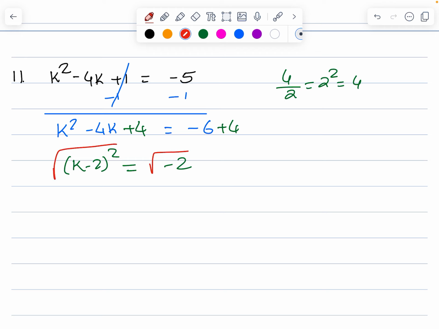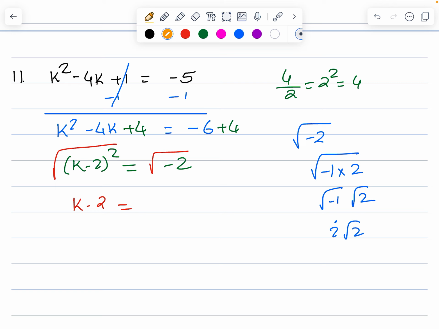Square root on both sides. So k minus 2 equals square root of negative 2. What is the square root of negative 2? It can be written as square root of negative 1 times 2, which is square root of negative 1 times square root of 2. Square root of negative 1 is i, so i root 2. That is a concept we need to remember. Square root of negative 1 equals i. That is from complex numbers, imaginary numbers. In the complex number video, you can learn about this in detail. For the present moment, square root of negative 1 is nothing but i.